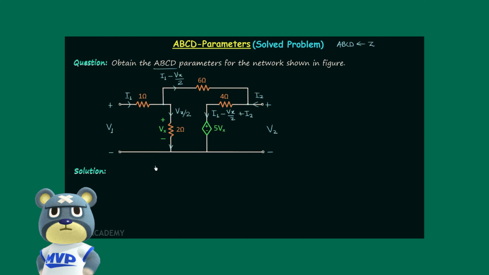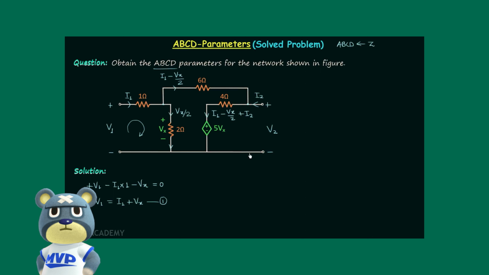Now we will find out the input KVL equation and the output KVL equation. The input KVL equation will be plus V1, then minus I1 multiplied by 1, then minus Vx, equal to 0. So from here we can say that voltage V1 is equal to current I1 plus voltage Vx, and let's say this is our equation number 1.